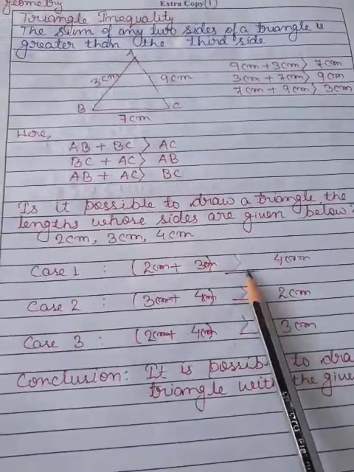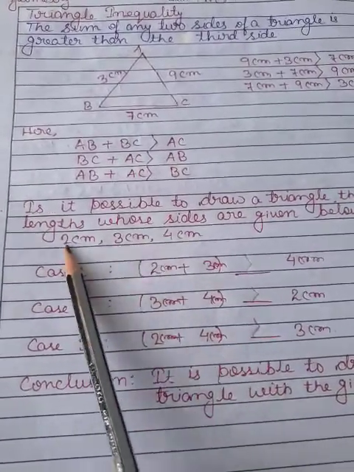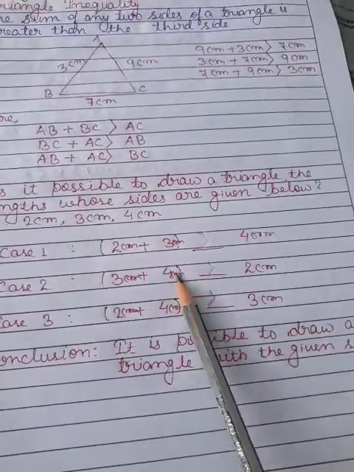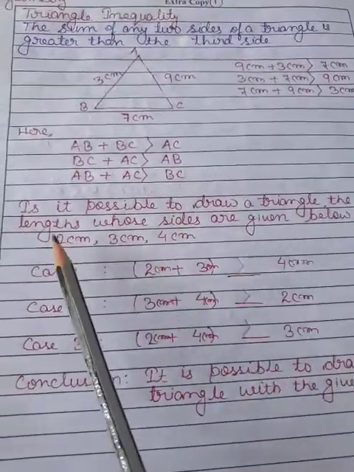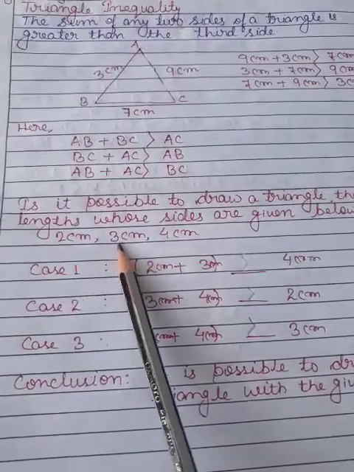Okay, then we will add this 2. 3 plus 4, 7. 7 is more than 2. And then we will add this 2. 2 plus 4, 6. 6 is more than 3.